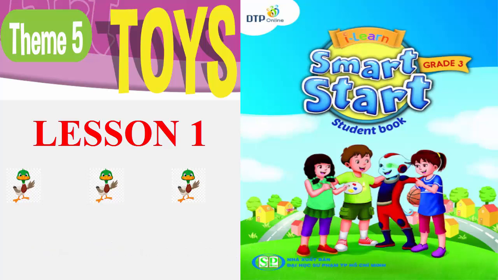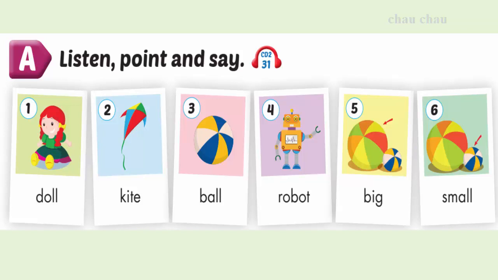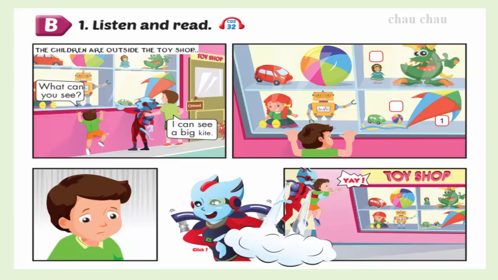Theme 5. Toys. Lesson 1. A. Listen, point, and say. 1. Doll. 2. Kite. 3. Ball. 4. Robot. 5. Big. 6. Small. B. 1. Listen and read.